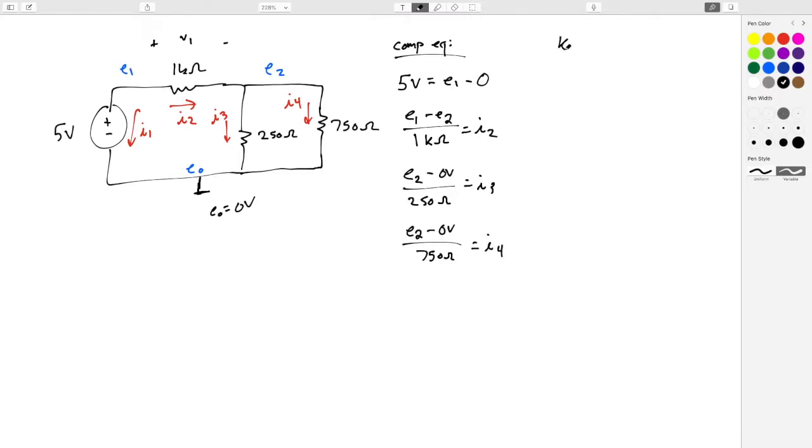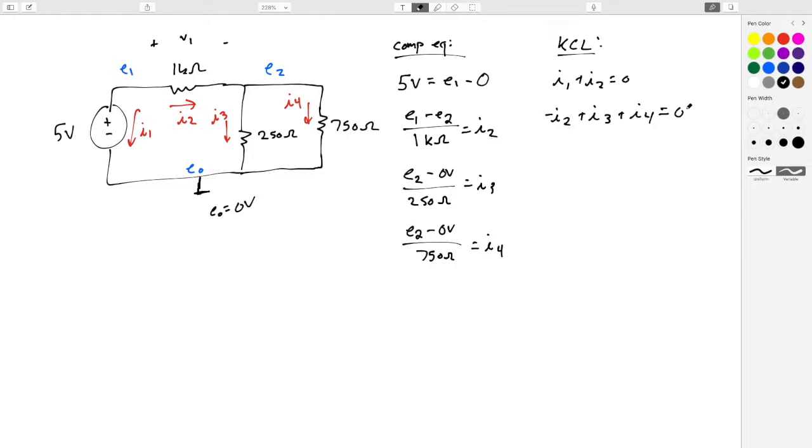Now our KCL equations, we're going to come up with one of those for each node that isn't the ground node. So for the E1 node, let's call outward flowing current positive: I1 plus I2 equals 0. And then for E2, negative I2 plus I3 plus I4 equals 0.